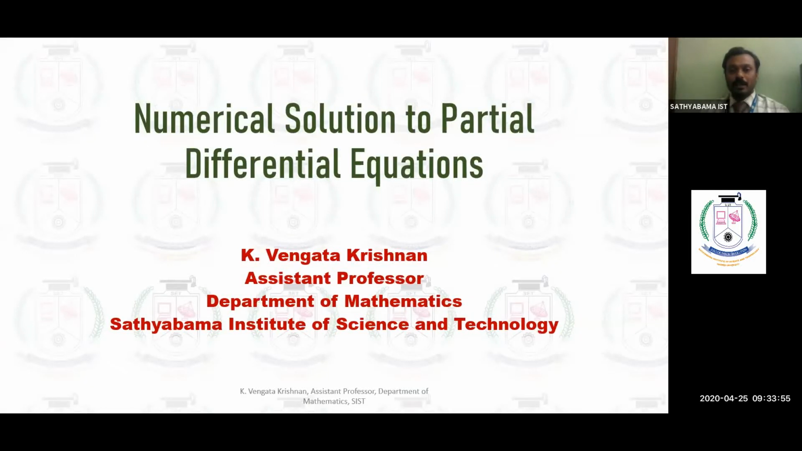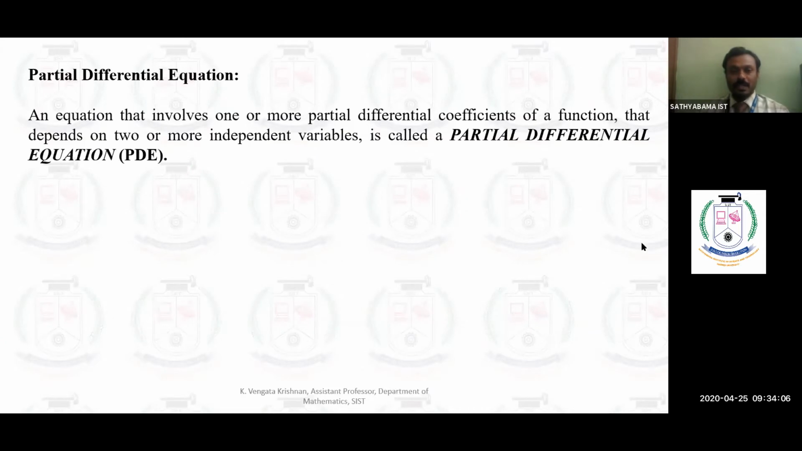Dimension heat, all those things will be solving numerically. So before getting into the chapter, let's first recall what we mean by a partial differential equation. A partial differential equation is one that involves partial differential coefficients.